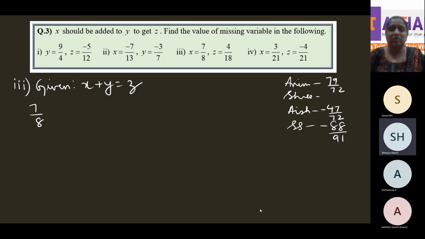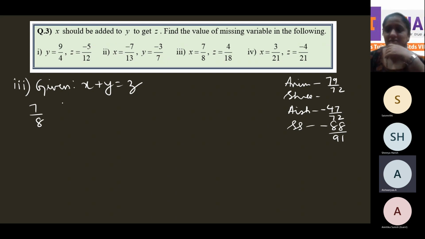Okay, fine, children. We cannot spend any more time on this. Ma'am, I'm working the answer. I also got 47 by 72, ma'am. Shriya also got 47 by 72, ma'am.